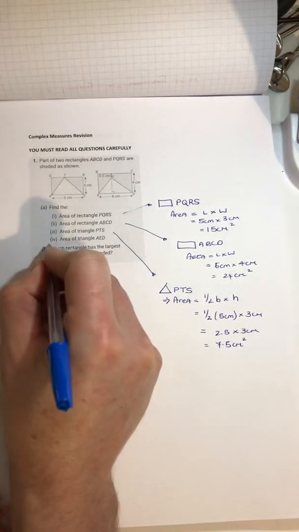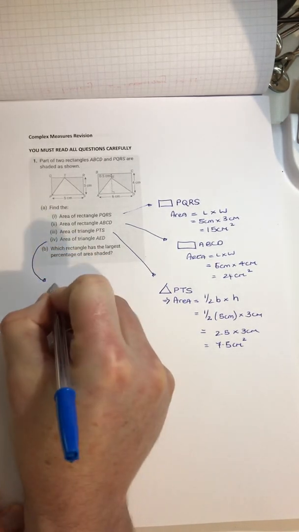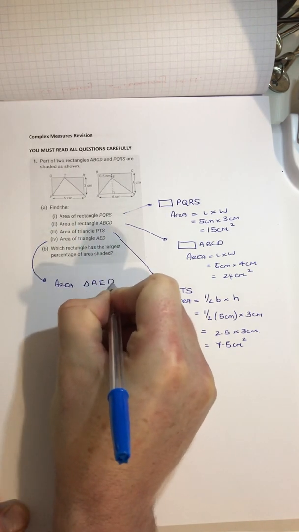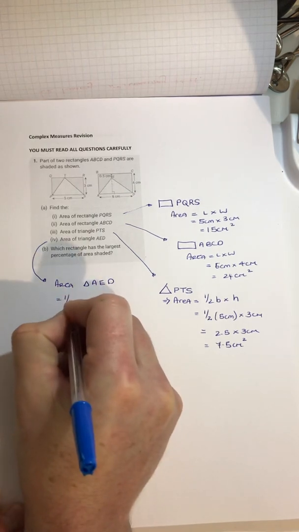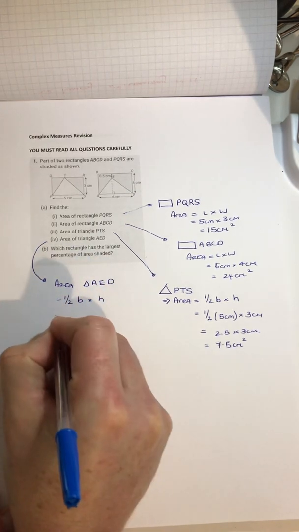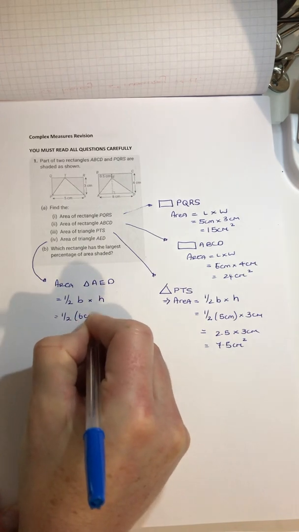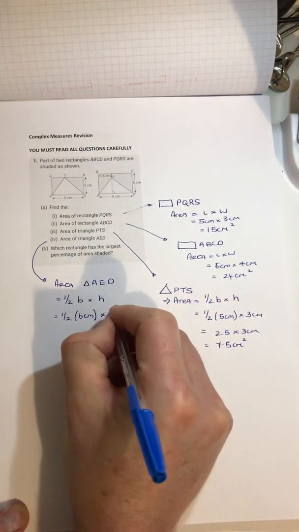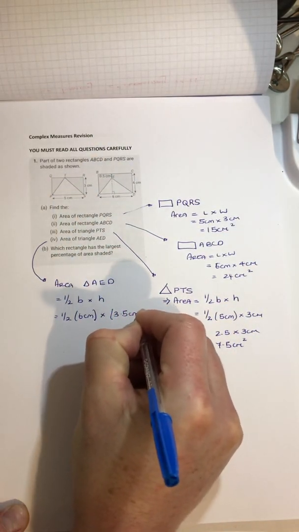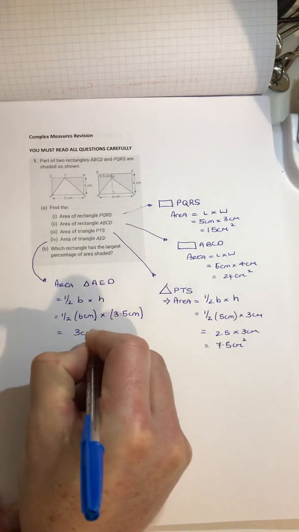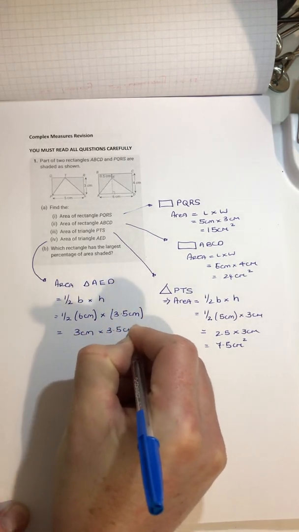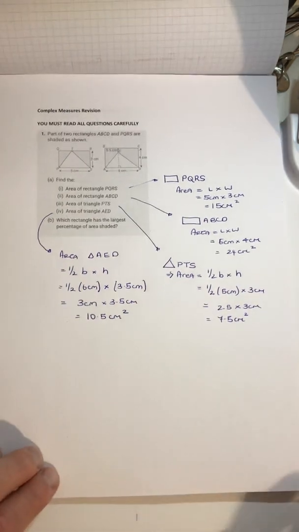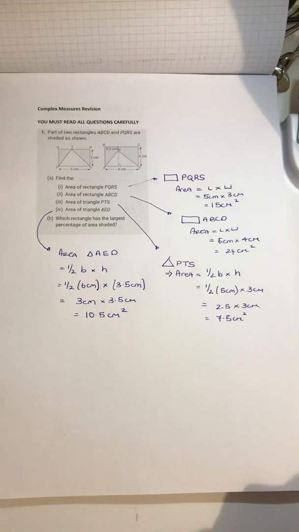And then we're looking for the area of triangle AED, which is equal to a half the base multiplied by the height again, which is a half of 6 centimeters multiplied by, so 4 take away 0.5 is 3.5 centimeters. So which is 3 centimeters multiplied by 3.5 centimeters, which is equal to 10.5 centimeters squared. Okay, so that's part A for you.